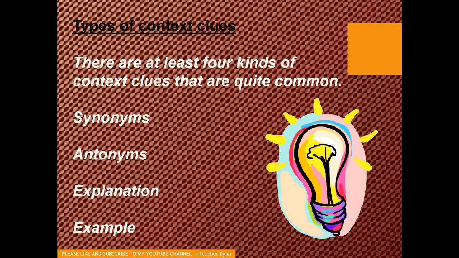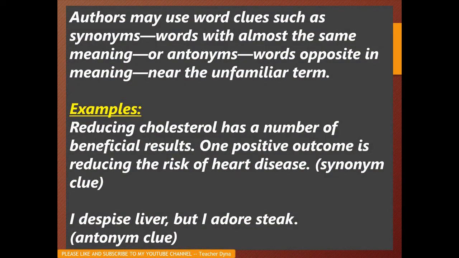To know the meaning of unfamiliar words, we use different types of context clues. There are at least 4 kinds of context clues that are quite common. First, synonyms. Next, antonyms. Then we have explanation and example. Authors may use word clues such as synonyms. Synonyms are words with almost the same meaning. Or antonyms are words opposite in meaning or near the unfamiliar term. To better understand this, we have some examples.